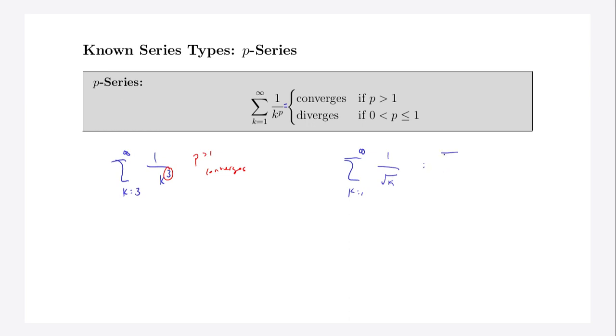I could rewrite this series as 1 over k to the half. And then I could say, oh, okay, look at this, small p. p is less than or equal to 1, so this thing diverges.